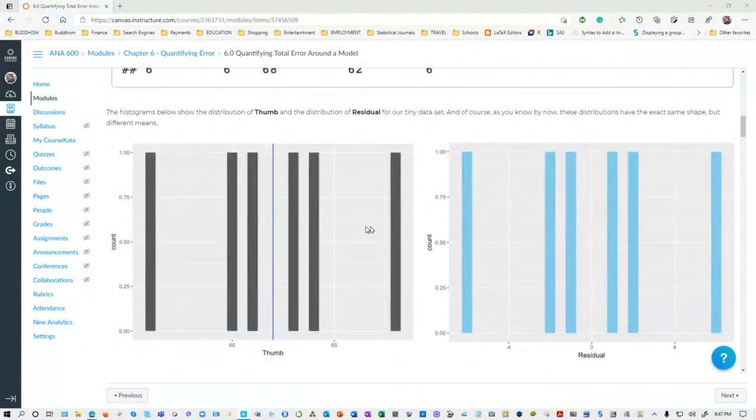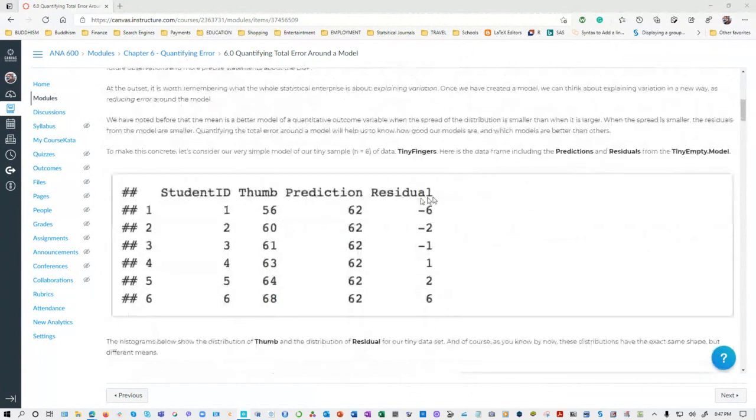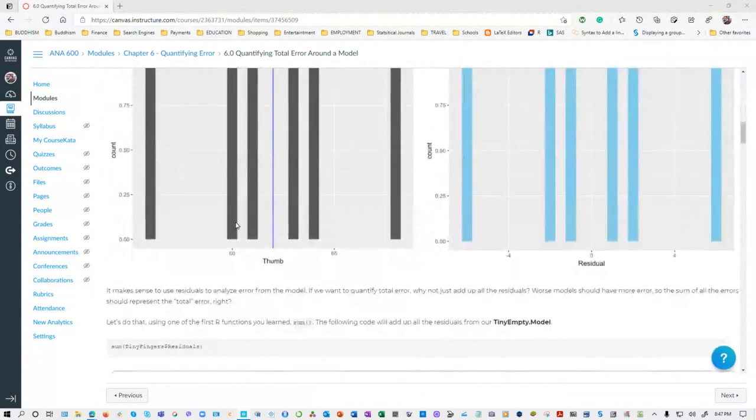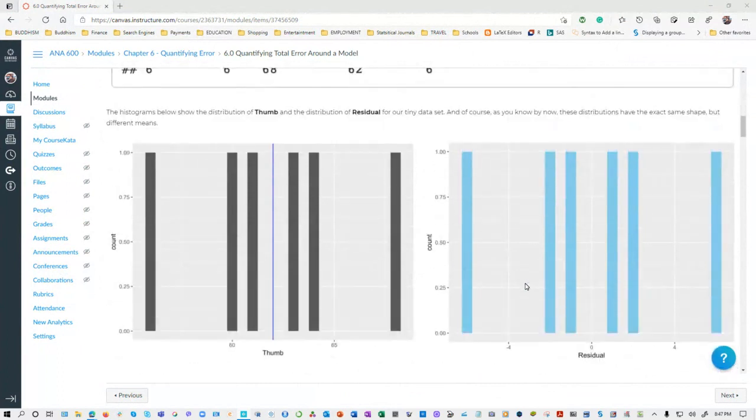Then we drew the histogram for this scenario with the tiny fingers, where we have only 6 data points. We saw what happened to thumb length and residual. If you compare and contrast these two, you can easily see how they have been distributed.